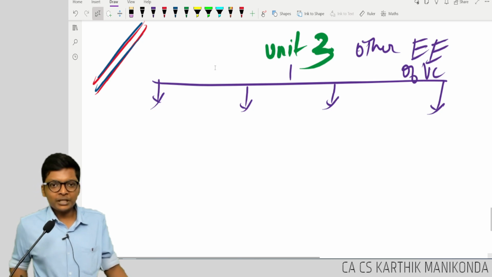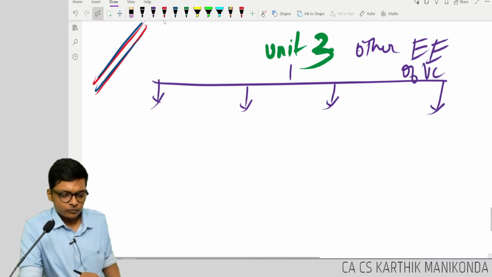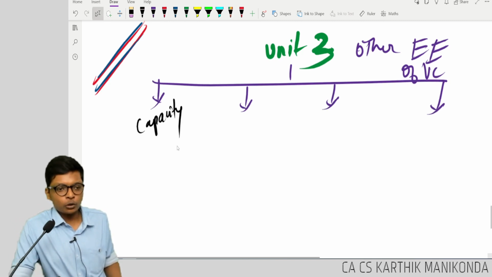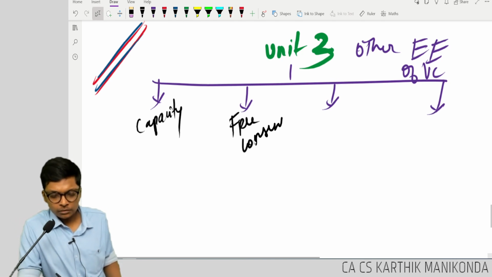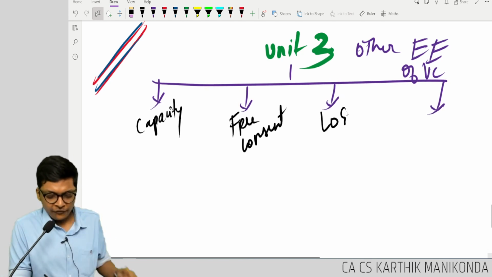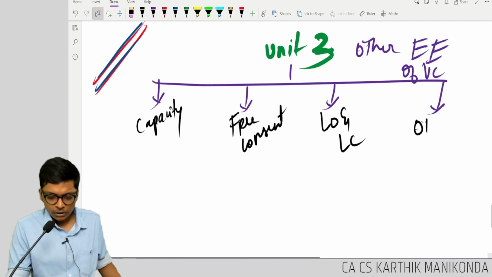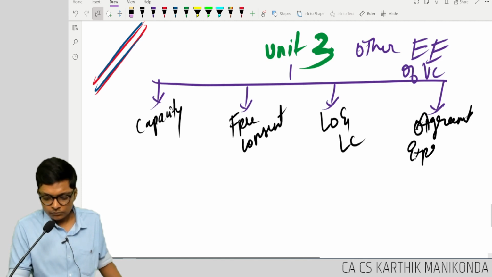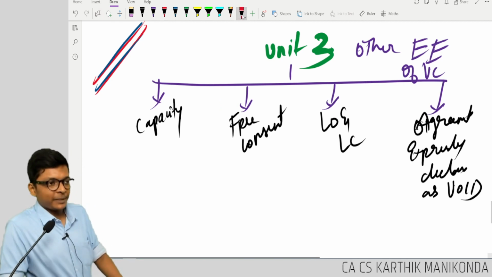Fine. Unit 3 has basically 4 parts, guys. What are the 4 parts? Capacity to enter into a contract, free consent, lawful object and lawful consideration, and agreements expressly declared as void. All of you with me, guys?